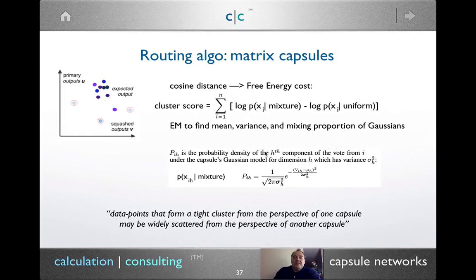Cosine isn't really discriminative, and when you use a free energy, you get a much better discriminative score and much better results. The idea is that data points that form a tight cluster from the perspective of one capsule may be widely scattered from the perspective of another. And so we want the cluster score to be able to tell us when the primary outputs and the secondary outputs cluster in the same way, and to remove these outliers. And when you do that, you get a much better result.